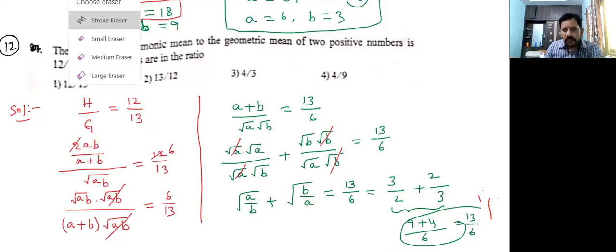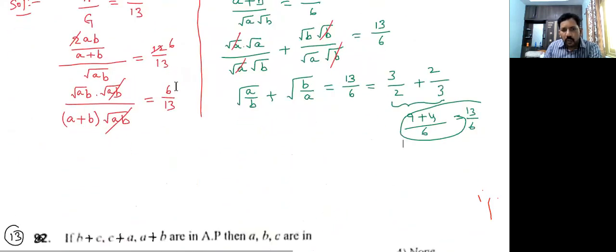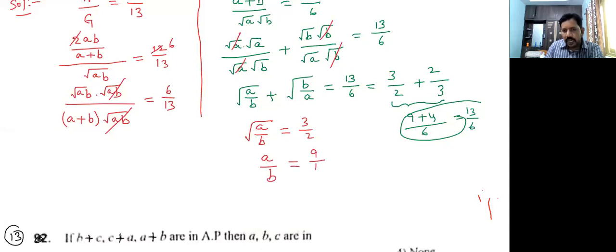Now we have to take the root A by B value. How much? Tell me, students. Either 2 by 3 or 3 by 2. Do squaring on both sides. A by B is equal to how much? 9 by 4. This is the answer.